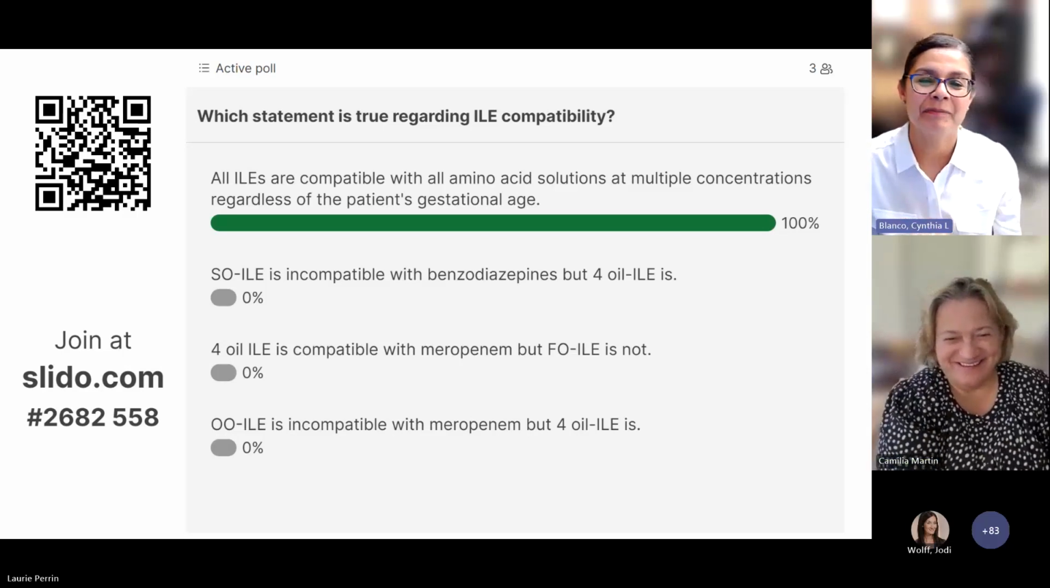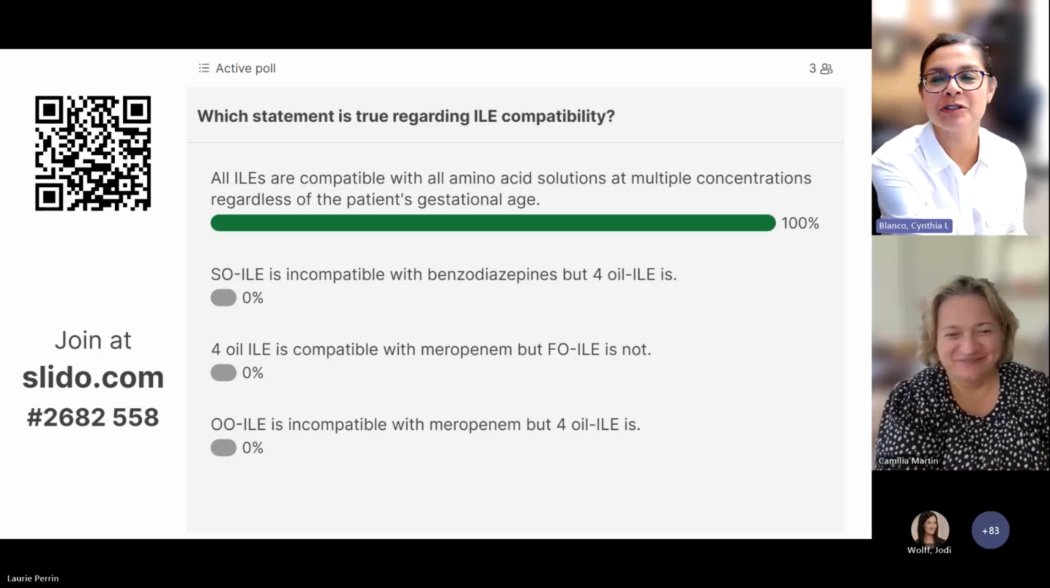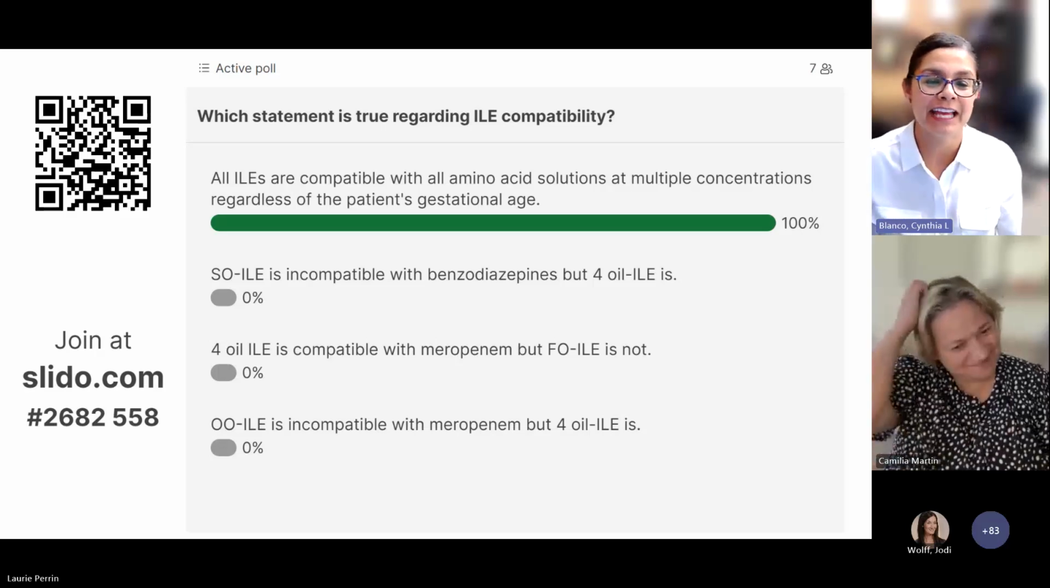And they are compatible with amino acid solutions at multiple concentrations, regardless of the gestational age.